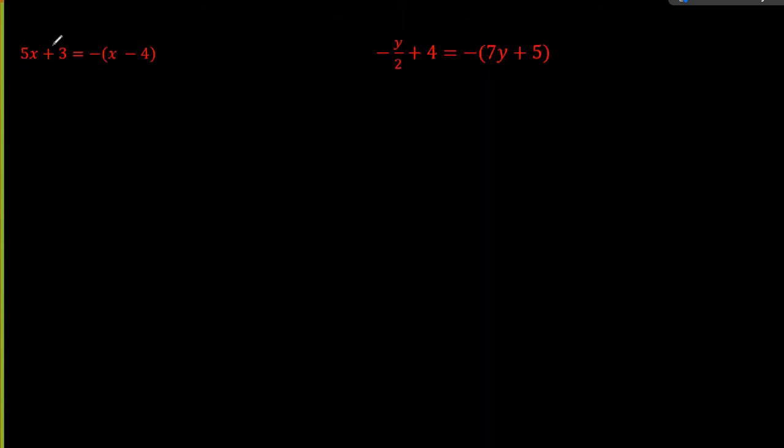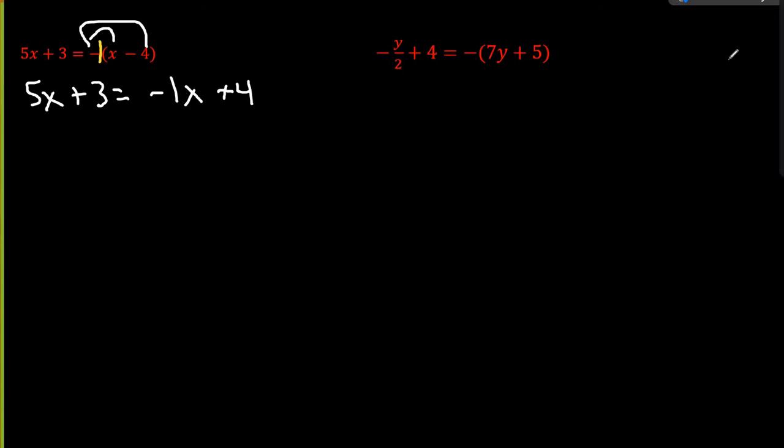Back to the algebra. When we see on the left side, even though it says a negative right there in front of the parentheses, it's really a negative 1. So we need to distribute that negative 1. So negative 1 times x is negative 1x. And negative 1 times negative 4 is a positive 4. Be careful with the negatives. I'm going to rewrite the left side.